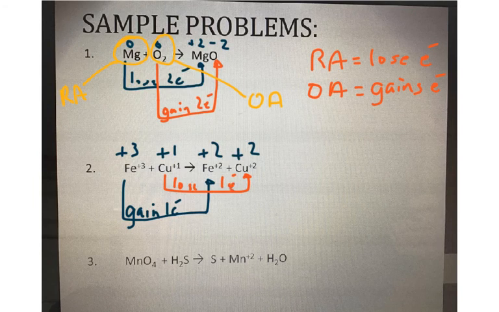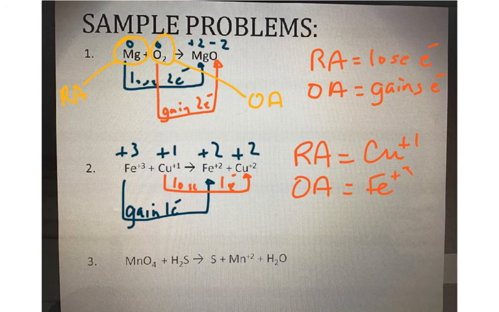Remember, if your charges go up, you see an increase, you've lost electrons. If your charge goes down, you've gained an electron. And again, your reducing agent in this case would be the Cu plus 1. Your oxidizing agent would be your Fe plus 3. So now to the last sample problem.